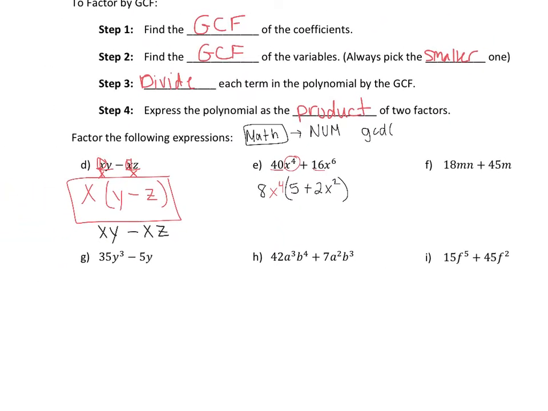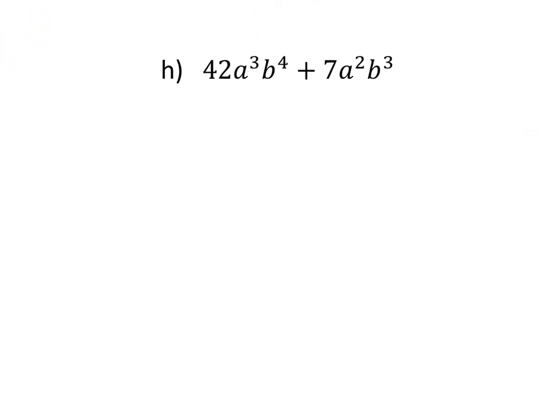Okay, let's do one more on this page. Let's do H. 42 and 7. Again, you can use your calculator if you need to, but this one's pretty simple for me to see since 7 is a prime number. I know that 7 is my GCF because it goes into 42 as well.